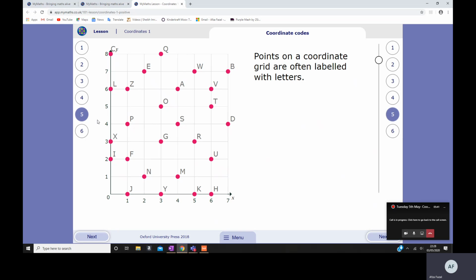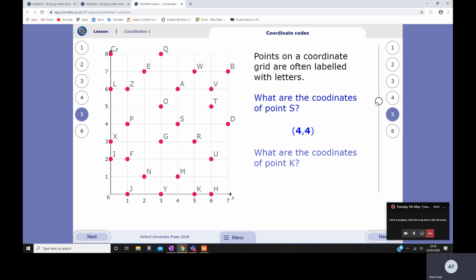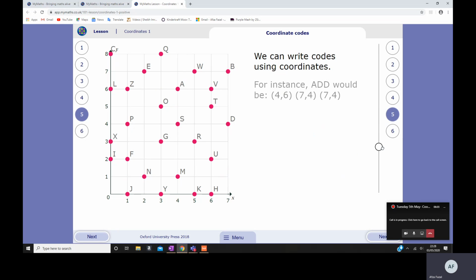Points on a coordinate grid are often labelled with letters. So we've got letters on this one. What are the coordinates of S? So there's S. Along the corridor, 4. Up the stairs, 1, 2, 3, 4. So it's 4 across, 4 up. Let's see. Yep. What are the coordinates of K? K is here. 5 across and 0 up. So it's 5, 0. Next task.